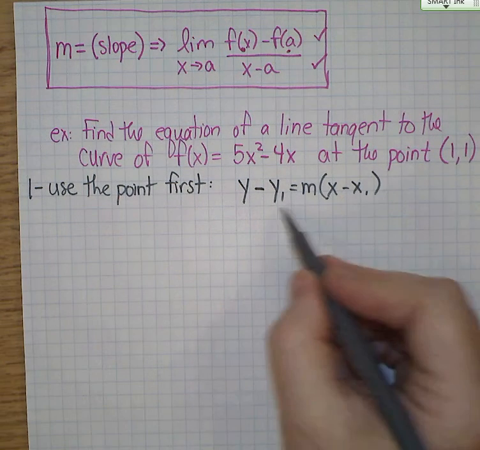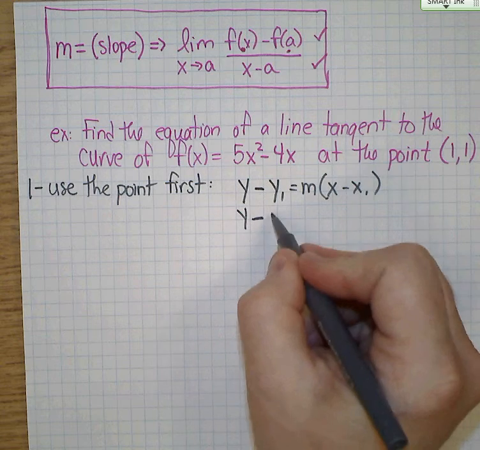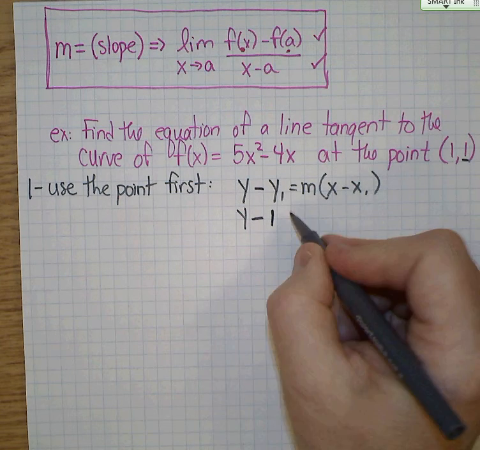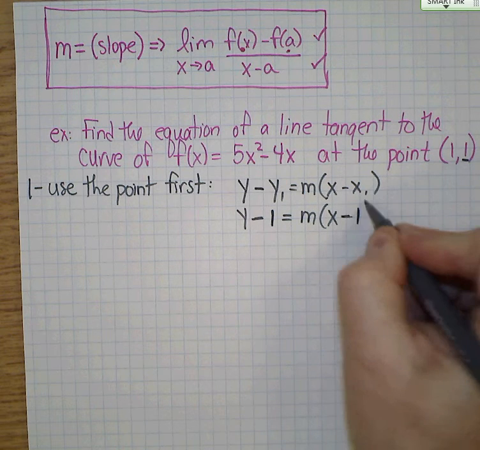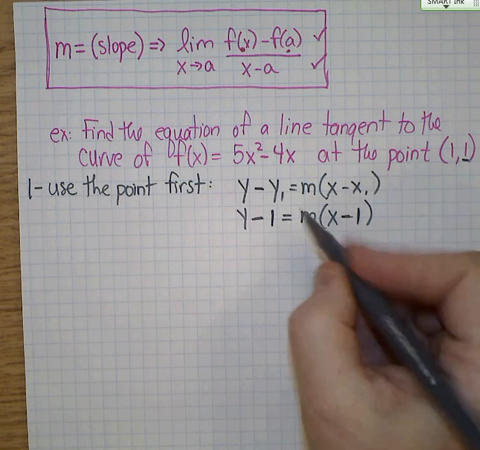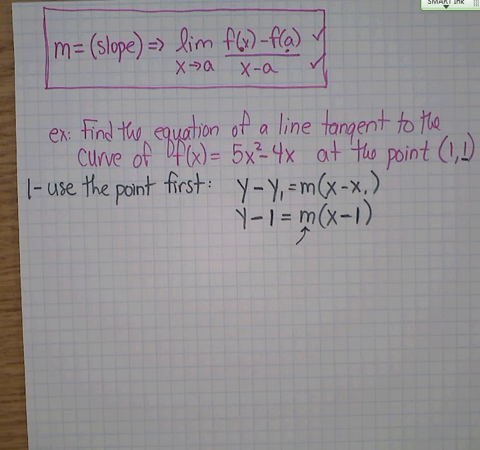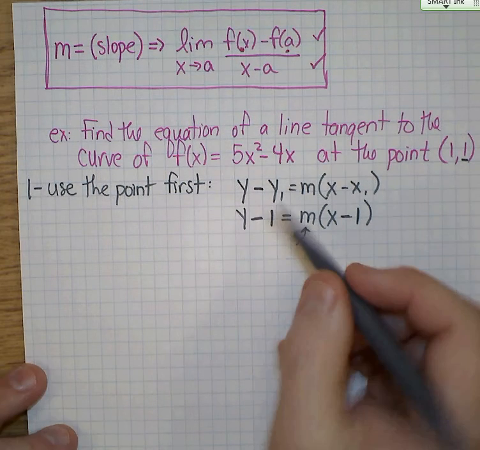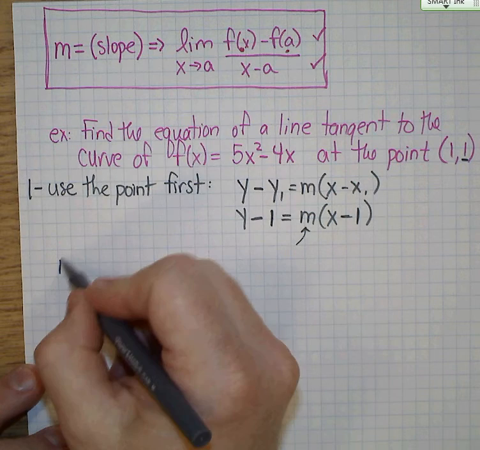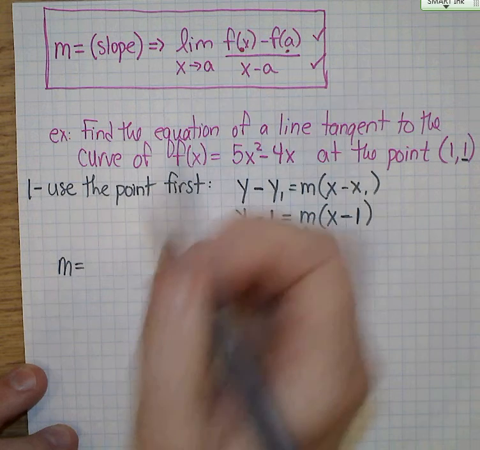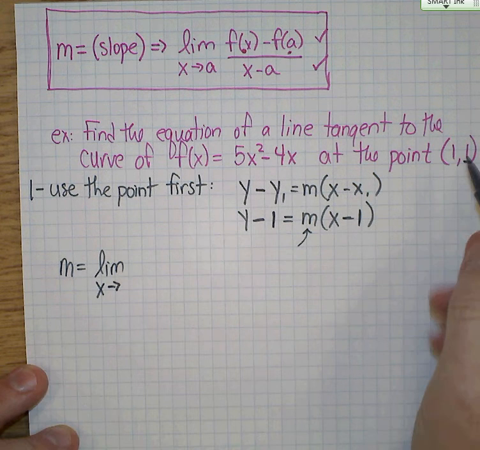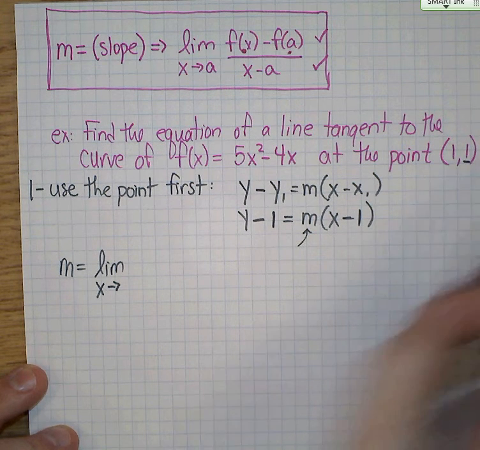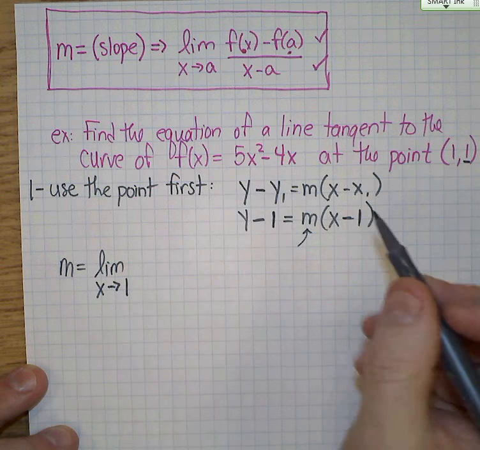And I know what the x1 and y1 is, so this is y minus 1, because that's this one, equals m times x minus the x coordinate, which is 1. So I'm almost done. The only piece I have to find out is what m is. Okay? Well, to find out what m is, I'm going to use this formula. So m is going to equal the limit as x approaches, what's the x coordinate of this point? 1. Okay, now we're ready.